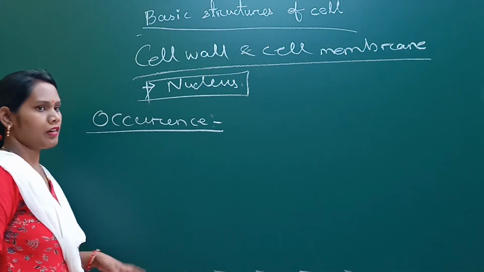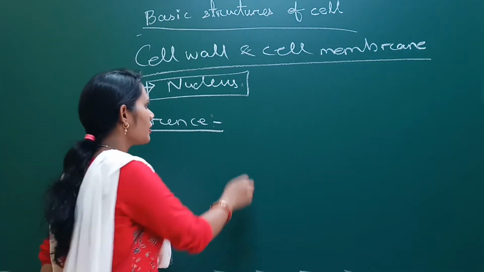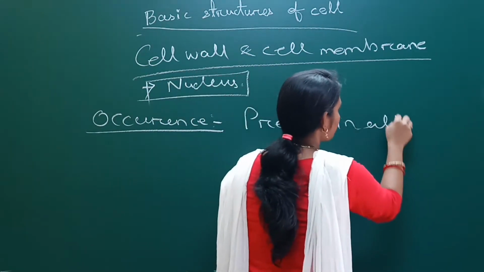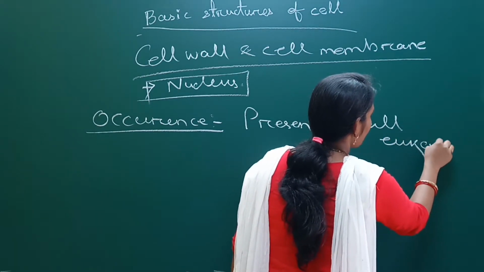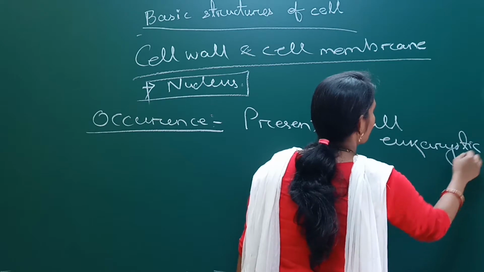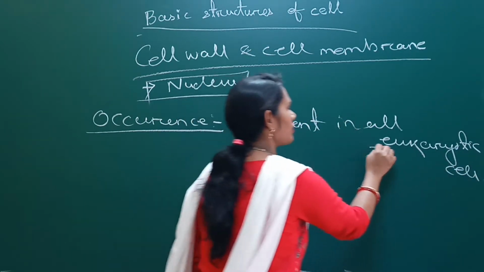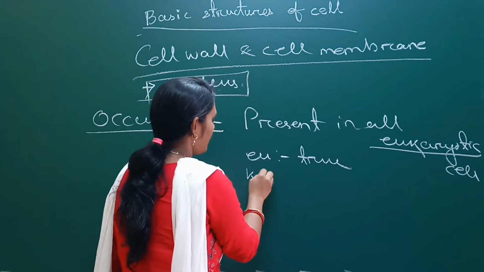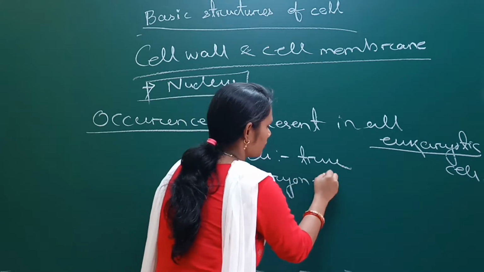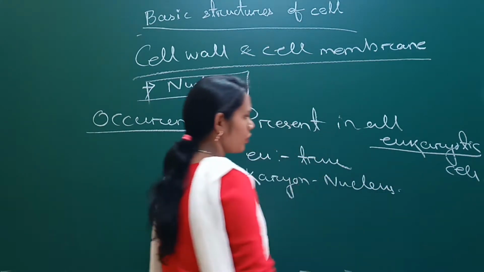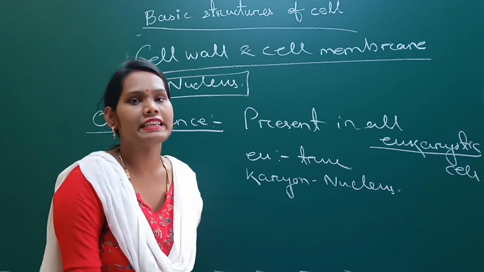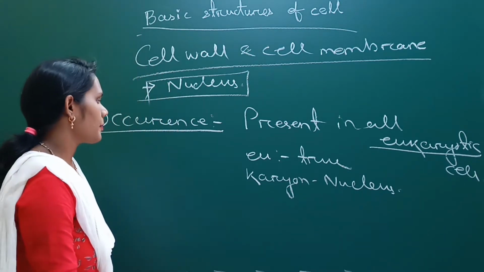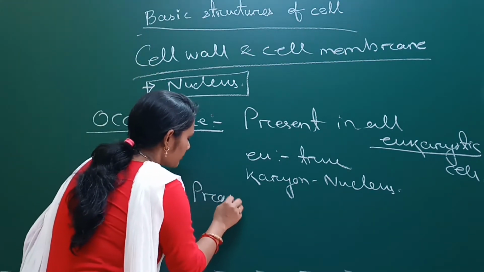Occurrence means where the nucleus is present. The nucleus is present in all eukaryotic cells. Eukaryotic means: eu means true, and karyon means nucleus. So the cell which has a true nucleus, a distinct and prominent nucleus, is called a eukaryotic cell.